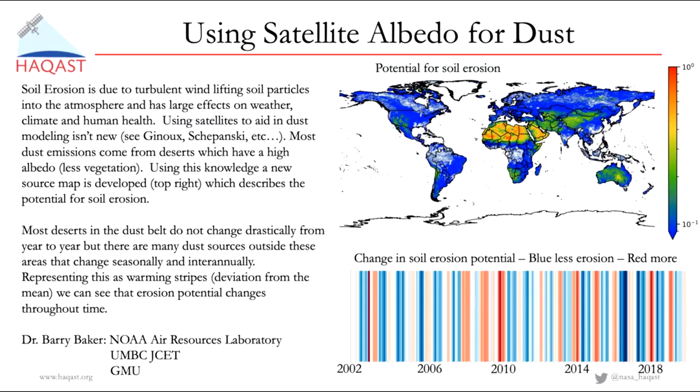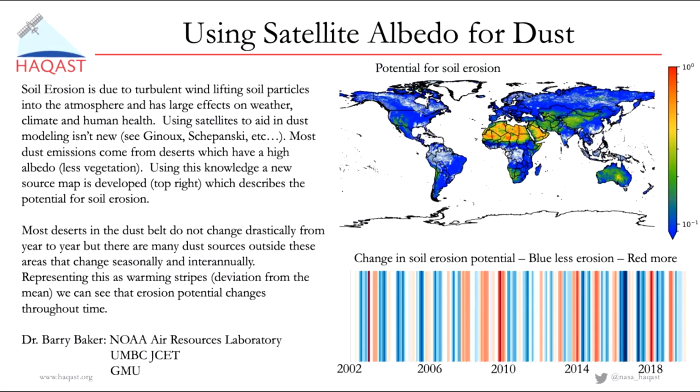So another cool application is to use satellite data, in this case from MODIS or VIIRS, to study dust or soil erosion. Soil erosion is caused by turbulent wind lifting soil particles into the atmosphere, and this can have large effects on weather, climate, and also on human health. Soil erosion typically occurs over desert regions which have a high albedo and low vegetation. So using this knowledge, we can map the locations in which soil erosion is more likely to occur, which can be seen in the figure in the top right.